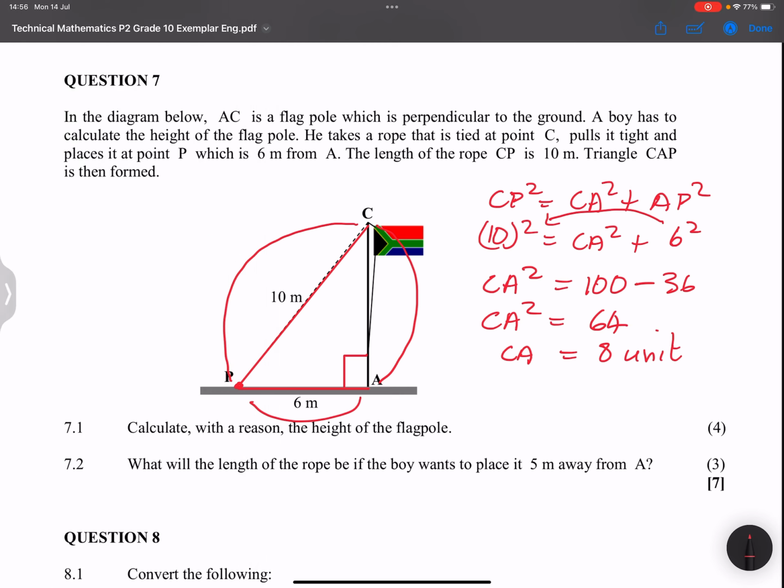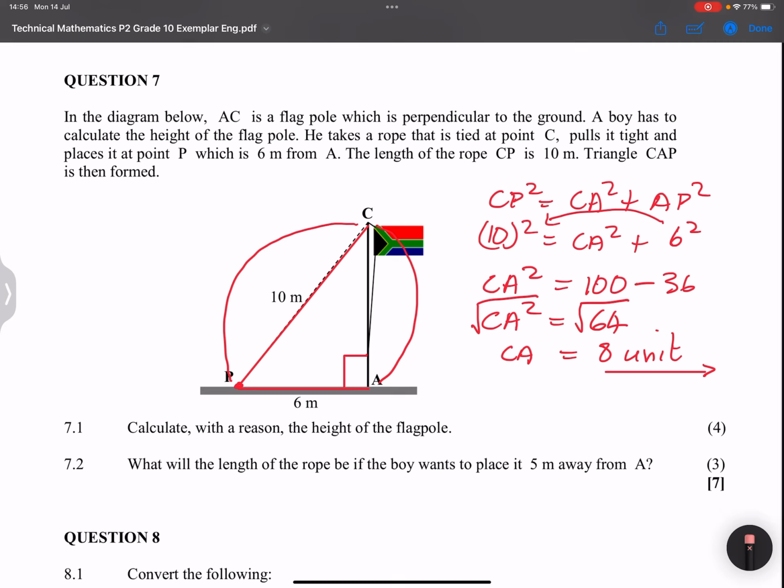Remember that 8 squared is 64, so we took the square root on both sides. And please note, when you take the square root, you get plus or minus. But here we are talking about distance, so we are not going to entertain the negative part of this solution.